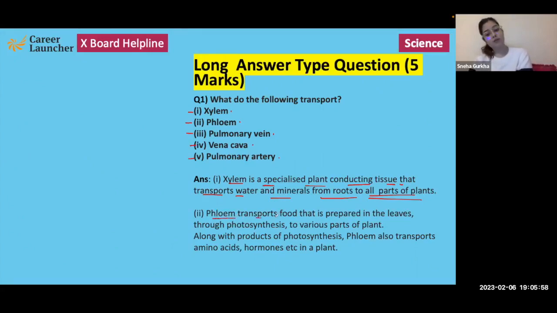So phloem transports food that is prepared in the leaves through photosynthesis to various parts of the plant. Along with products of photosynthesis, phloem also transports amino acids, hormones, etc. in a plant.